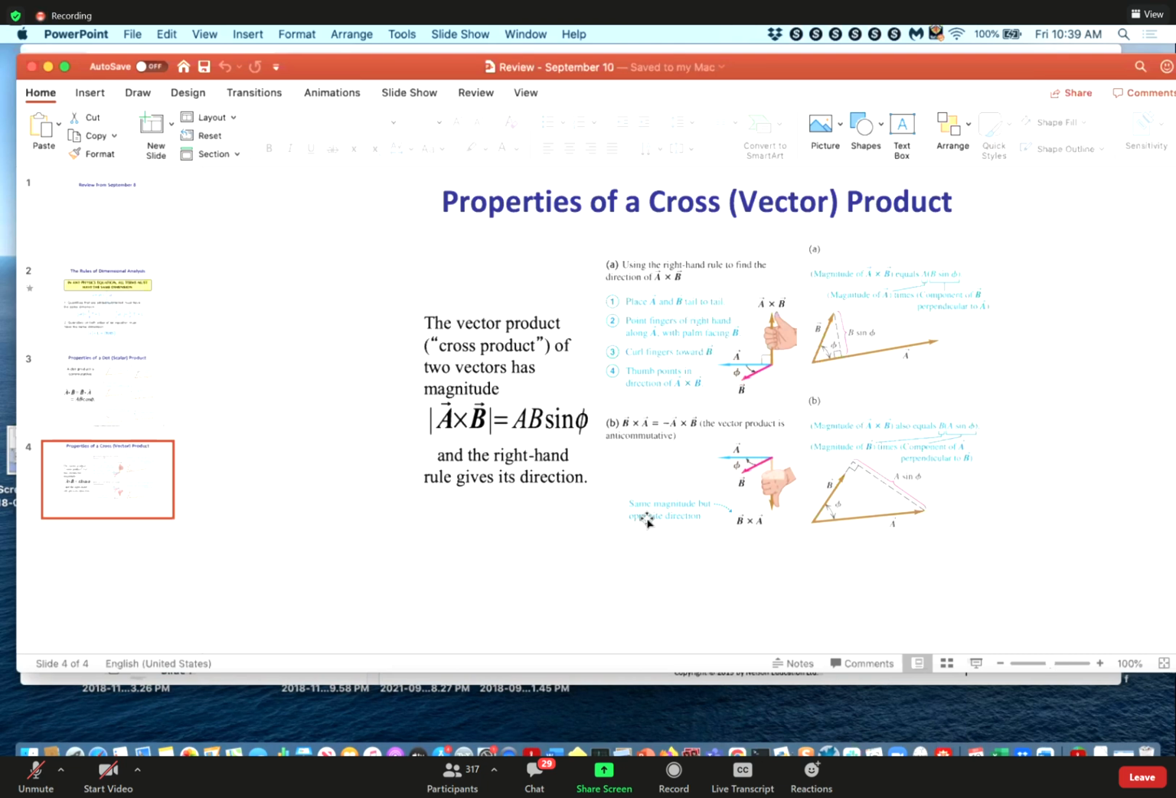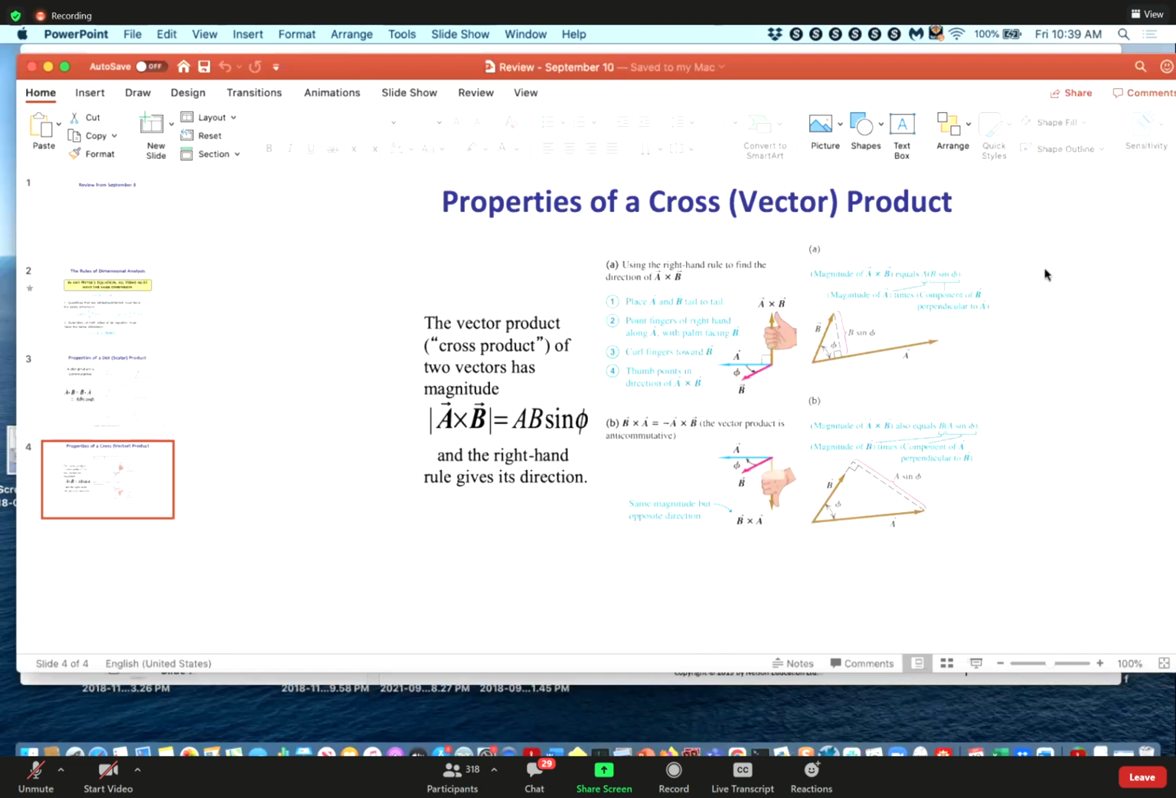Can you explain the right-hand rule a bit? Right, the right-hand rule. So the right-hand rule says, let's say that we have two vectors. I rotate my palm from vector A to vector B, and my thumb points in the direction of the vector that's perpendicular to both A and B.